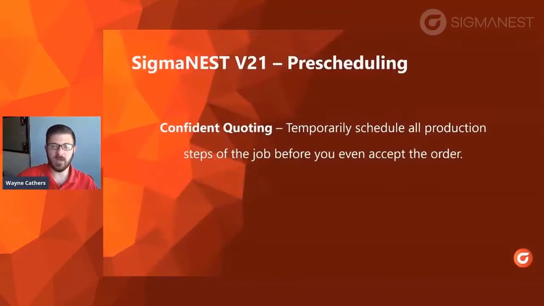So the next thing I want to talk about, which I mentioned very quickly in that section, is pre-scheduling. A common question that we get from our customers is, how do I know when I'm quoting if I can make the order on time? The customer tells me when they need the parts, but I don't know exactly when I'm going to be able to get the parts to them. So that's why we have introduced Sigma Schedule with this new pre-scheduling ability that allows you to temporarily schedule all of your production steps before you even accept the order. So let's take a deeper look at that.